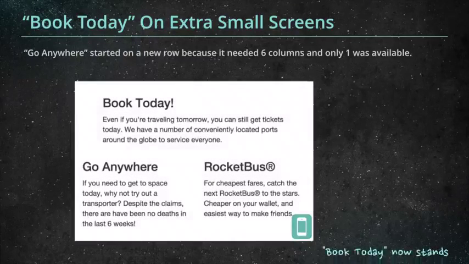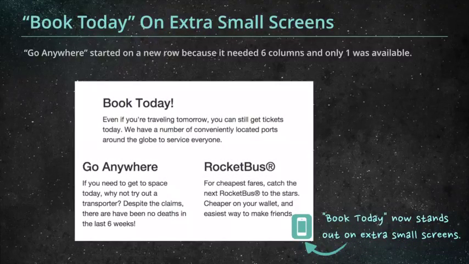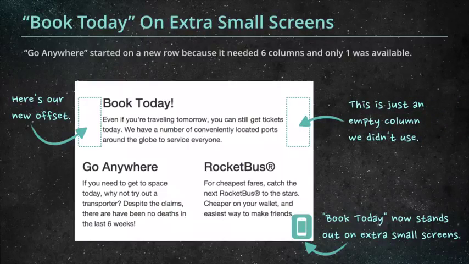We'll see that Book Today shows up centered with an empty column on the left and another empty column on the right. Go Anywhere and Rocket Bus each take up 6 columns, adding up to 12 to take up the entire row. What's important to note here is that we've used only 11 total columns to accomplish this centering effect. The remaining 1 column to the right of Book Today wasn't used because nothing was there except empty space.